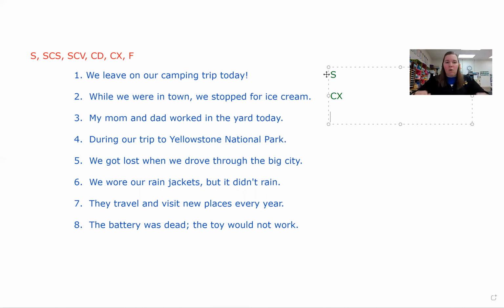Number 3, my mom and dad worked in the yard today. Does that make sense? Yes, so this is not a fragment. We always need to ask ourselves that first, okay? Are there 2 subjects? Yes, mom and dad. So this is a simple sentence with compound subjects. Great job.